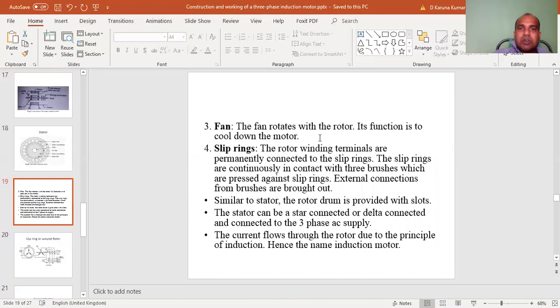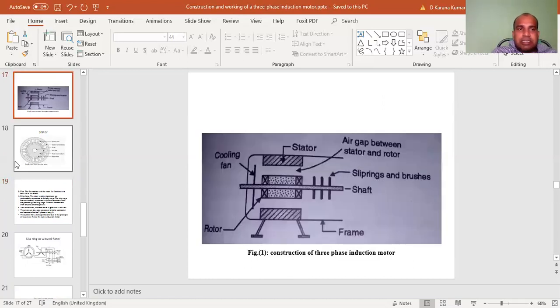The fan is attached to the rotor. The cooling fan's function is to cool down the motor. The last one is slip rings. This is called the slip rings and brushes.